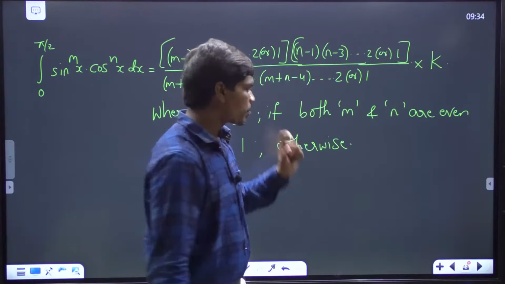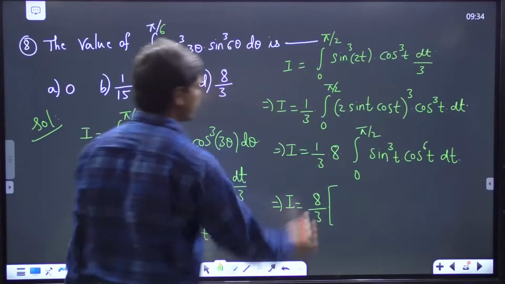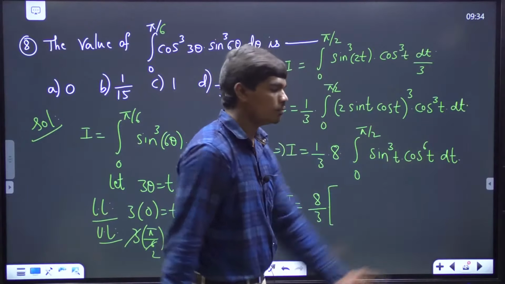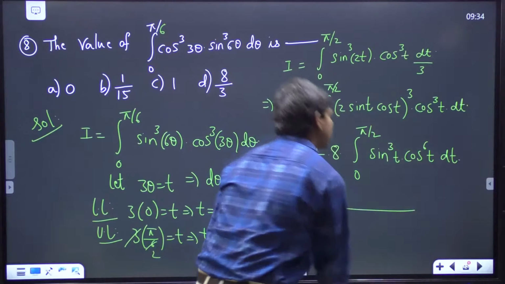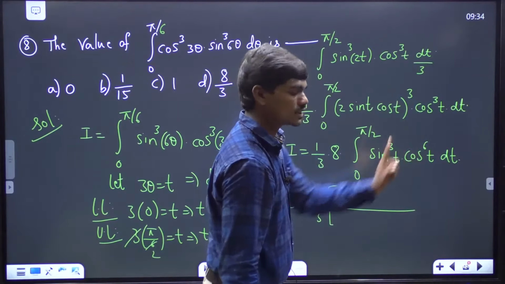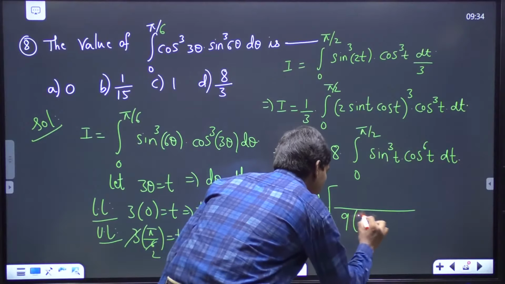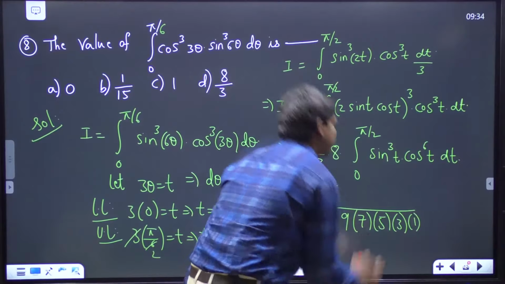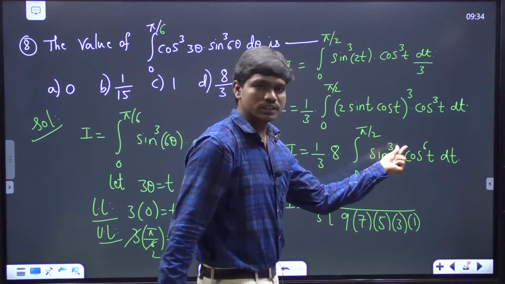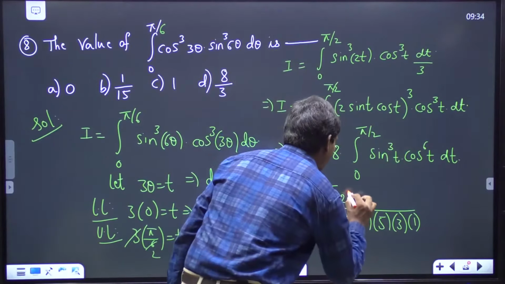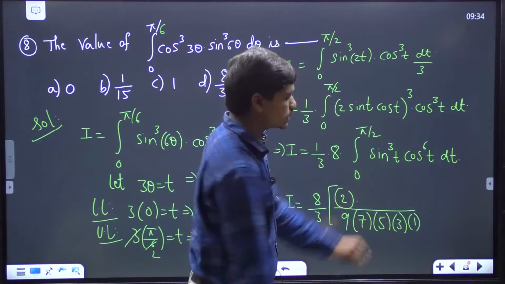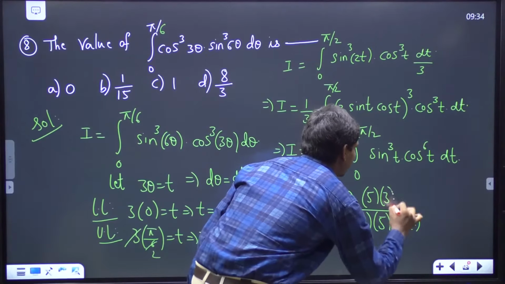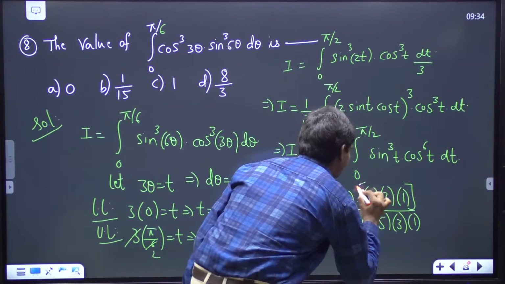Okay, so if you apply this result now here, this is the integral from 0 to pi by 2 of sin power m x into cos power n x dx form. So if you write things carefully, m plus n, 3 plus 6 is 9. So 9 into 7 into 5 into 3 into 1. Okay, this is what we have. Now m value is 3, so m minus 1, 2 into, that's it. We can't go for 0. Next, here there is 6, so 5 into 3 into 1. This is what we have here.